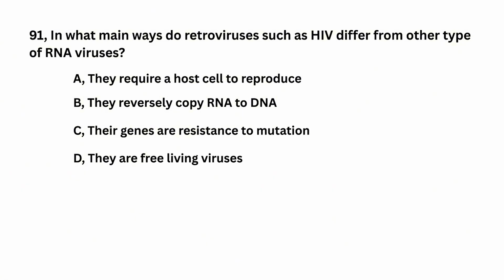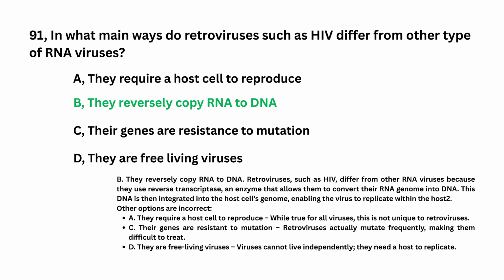In what main ways do retroviruses such as HIV differ from other types of RNA viruses? They require a host cell to reproduce, they reversibly copy RNA to DNA, their genes are resistant to mutation, they are free-living viruses. They reversibly copy RNA to DNA is the answer.